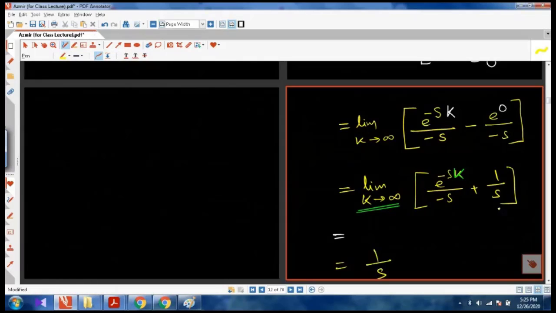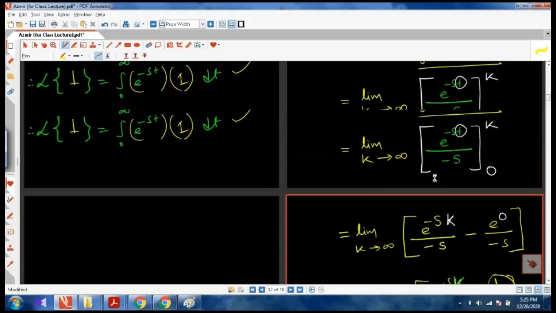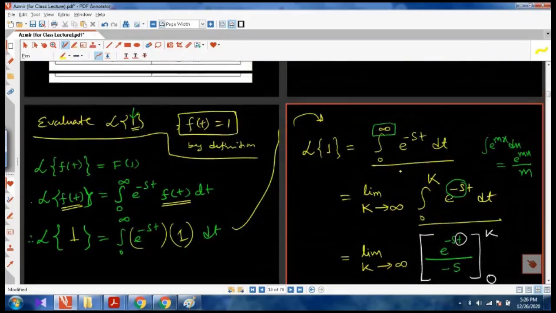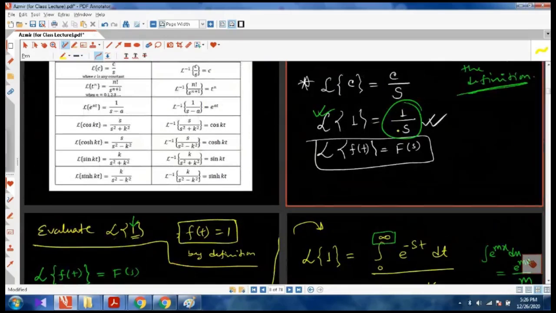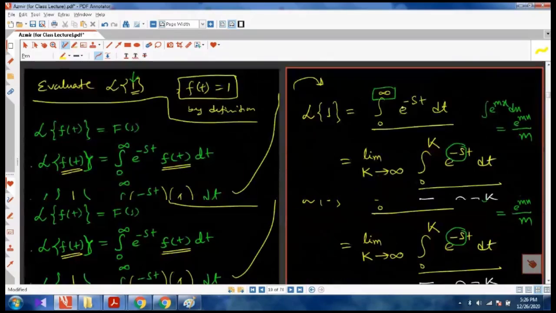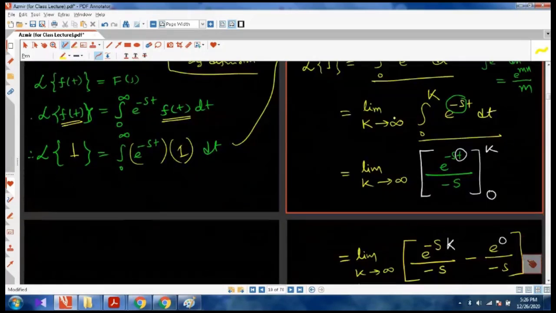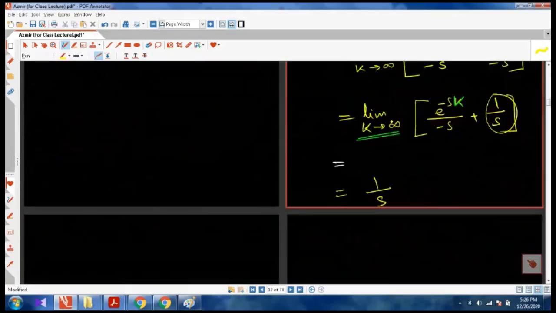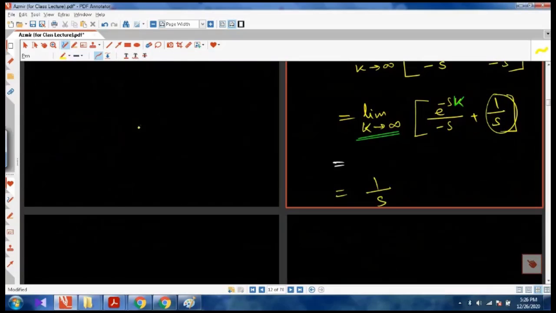Actually the result will be 1 by s, because we know the direct formula. Laplace transformation of 1 is 1 by s, Laplace transformation of c is c by s. But actually, what process is working behind? That is the question. Try to understand.